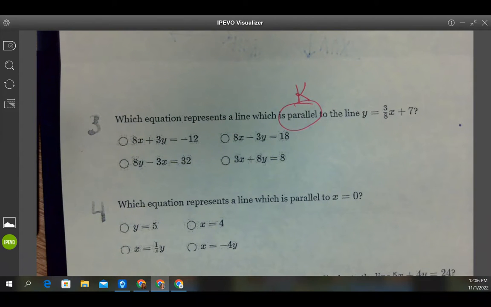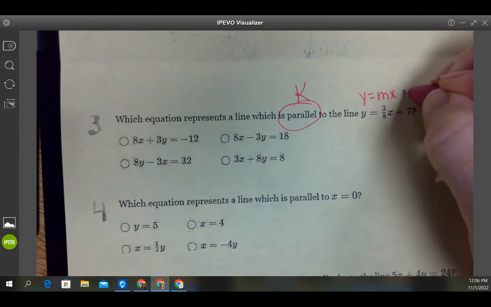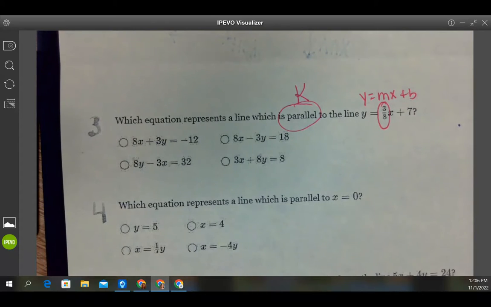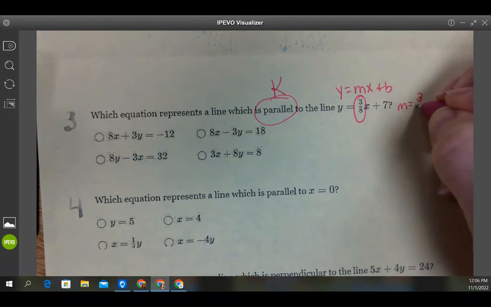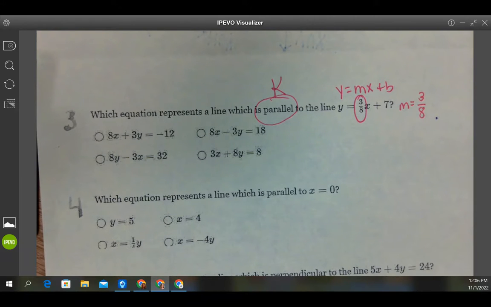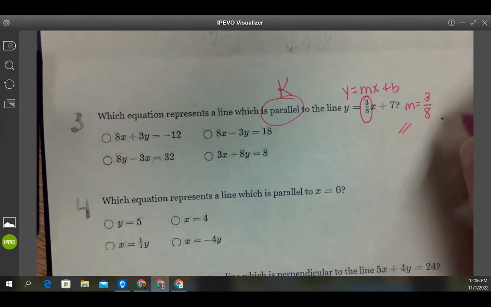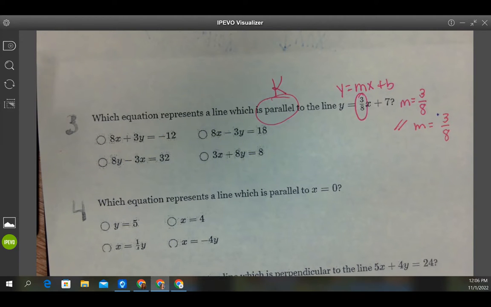What is the slope of this line? Yeah, because this is in y equals mx plus b, 3 over 8 is my slope. I'm going to write m equals 3 over 8. And it's asking for parallel. So I'm going to do parallel symbol m equals 3 over 8 also. If it was perpendicular, I'd have to flip and change, but it's not.